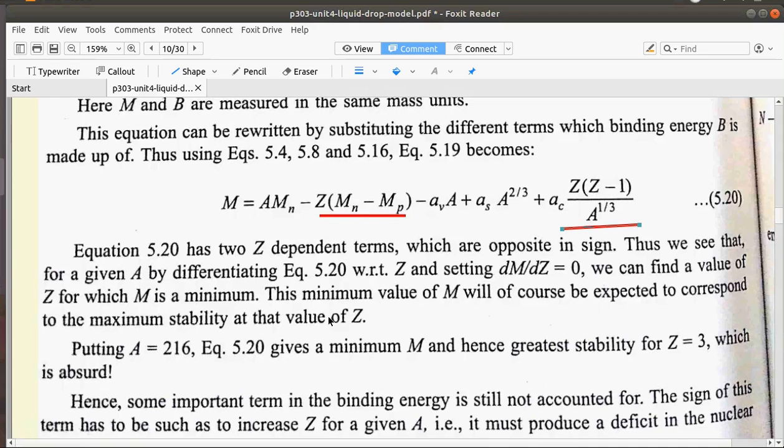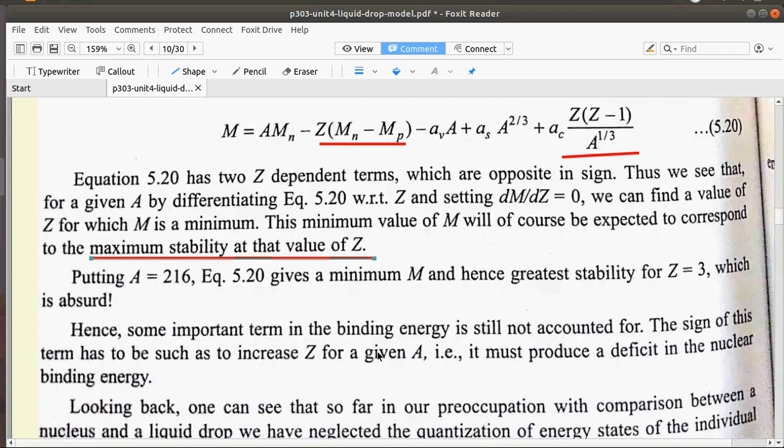Because M is the mass, its minimum will correspond to the stable configuration. The minimum value of M will of course be expected to correspond to maximum stability for that Z value. So what we are expecting is that for that Z, that is, number of protons, the system is stable and will not decay. Okay, so an example is given.